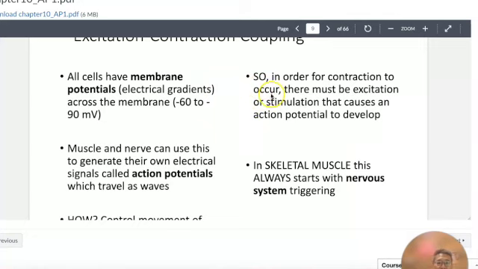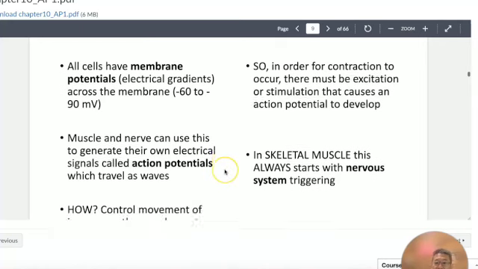So in order for contraction to occur, there must be excitation. This is called action potential. Muscle and nerve can use this to generate their own electrical signal called the action potential. So the electrical signal going through the nerve and the muscle is called action potential for it to move.